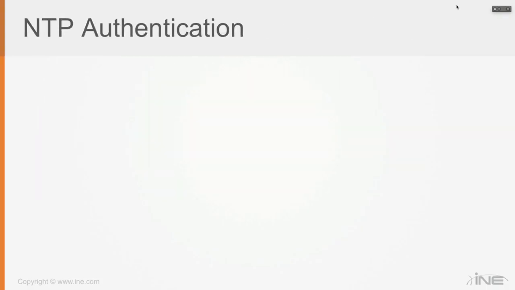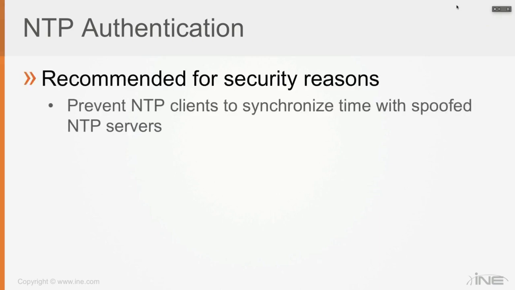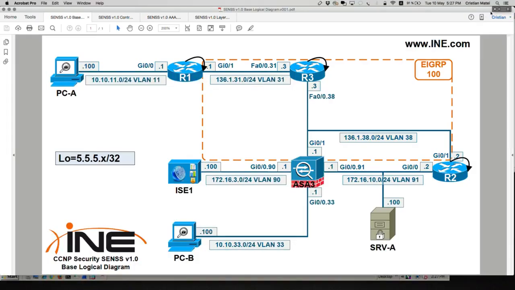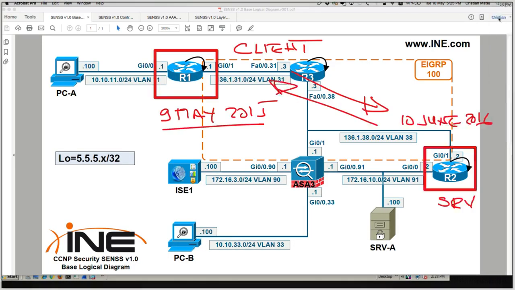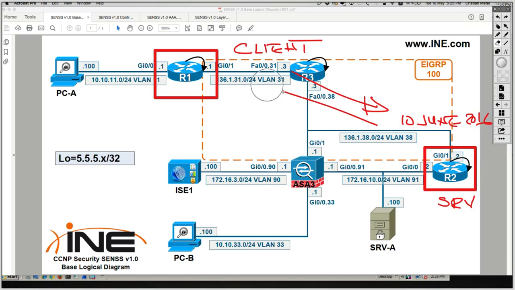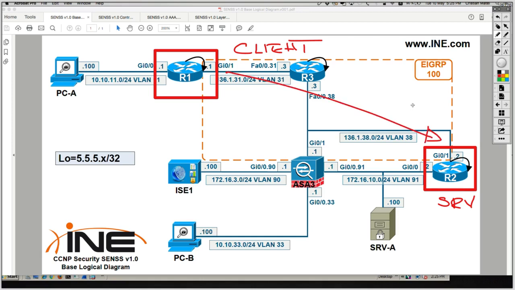Now NTP also supports authentication, which is highly recommended for security reasons. It is meant to prevent NTP clients from synchronizing time with spoofed NTP servers. For example, given the previous setup with the client and the server, let's say they run NTP unauthenticated, and router 1 goes to the server on an IP address of the server being whatever 5552. It's a UDP packet saying give me your time, and the server replies.